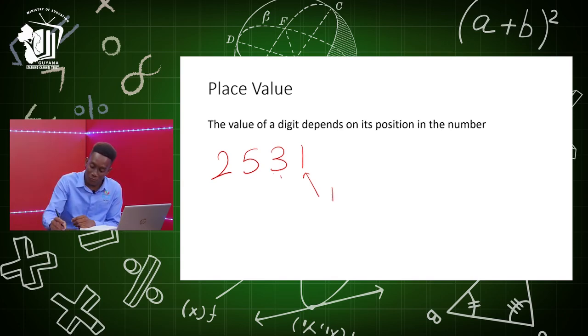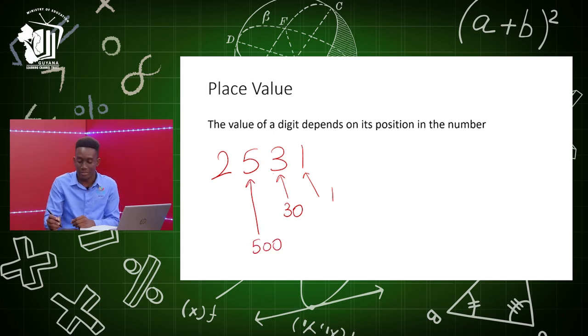And the place value of 3 would simply be 30. And the place value of 5 would simply be 500. And the place value of 2 would simply be 2000. Now the place value, you can hear it in the sound when you call the number. For example, this number, 2531. And that's how that can help you to determine the place value of a number.